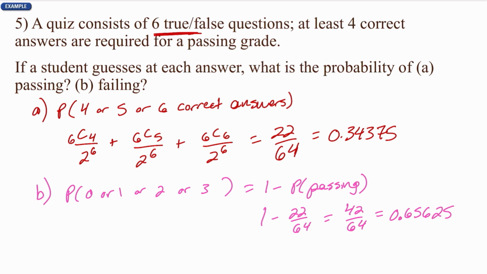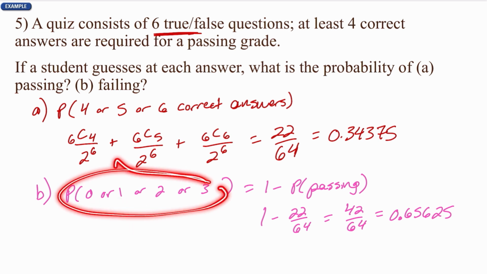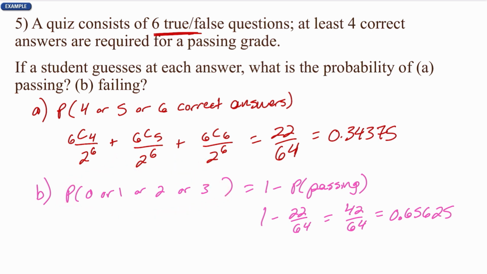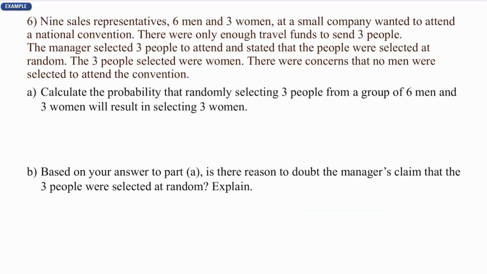And I also want to point out the whole at least business. Okay, at least 4 correct means the 4 or the 5 or the 6. So that's important. And then the idea here also is that you can use a complement for something like this if it's a pass or a fail. So failing would be getting 0, 1, 2, or 3. So you could do that part of it the same way that we do 4 separate fractions there, like we did in part A, or it's a little quicker just to do the complement. All right, pause the video, try number 6.